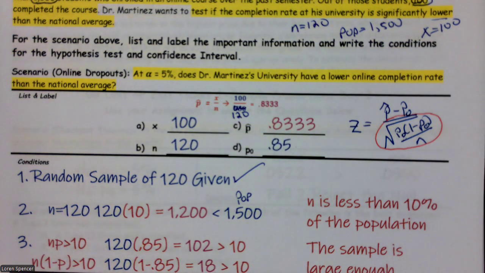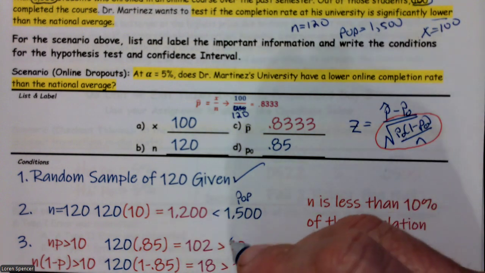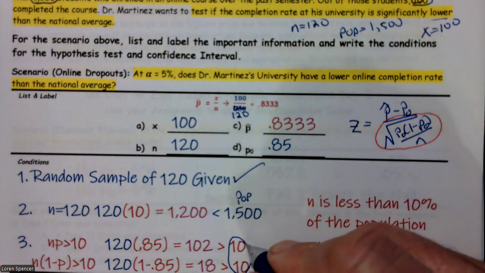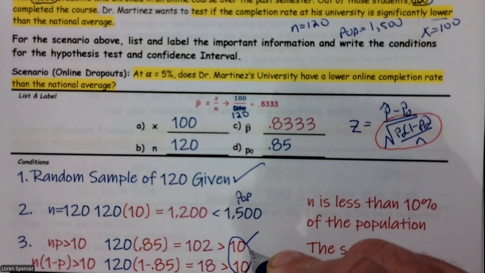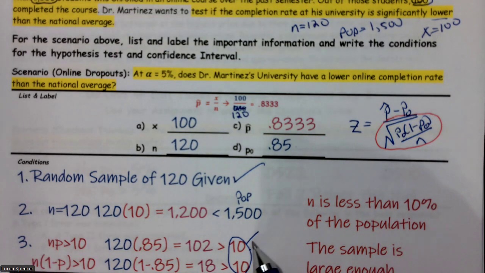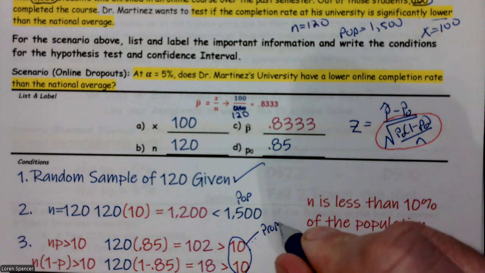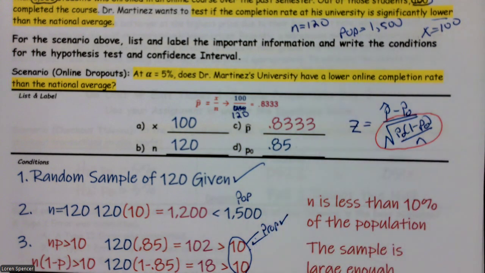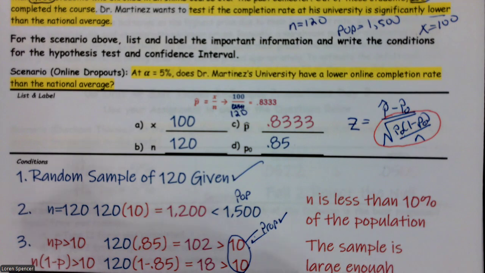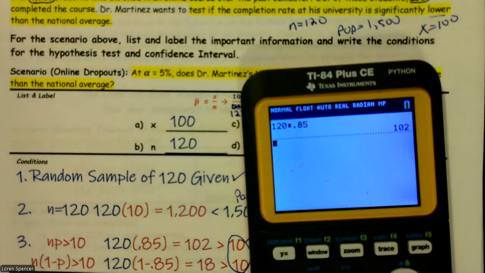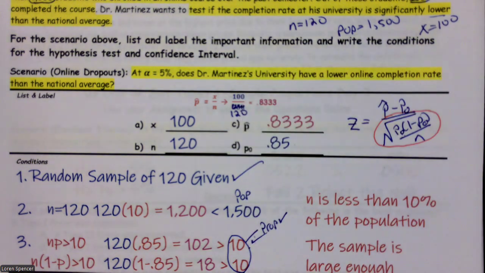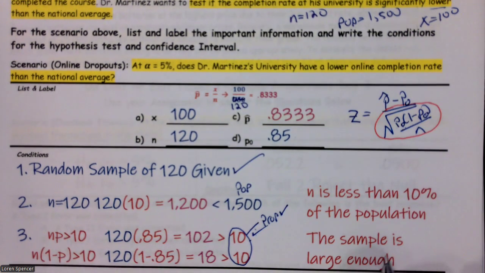Now, please remember, here we're comparing to 10. When we were running t-tests and z-tests for means, it was 30. But here for proportions, we're looking for it to be greater than 10. So please pay attention to that. This is for proportions. So that takes care of the first one. We met there. We're good. Then we have to do it for 1 minus p. So 120 times 1 minus 0.85 is 18. And 18 is greater than 10. So in this case, our sample is large enough.